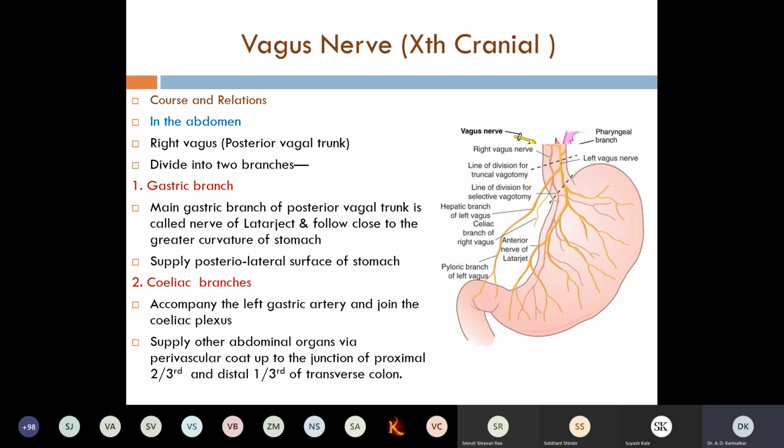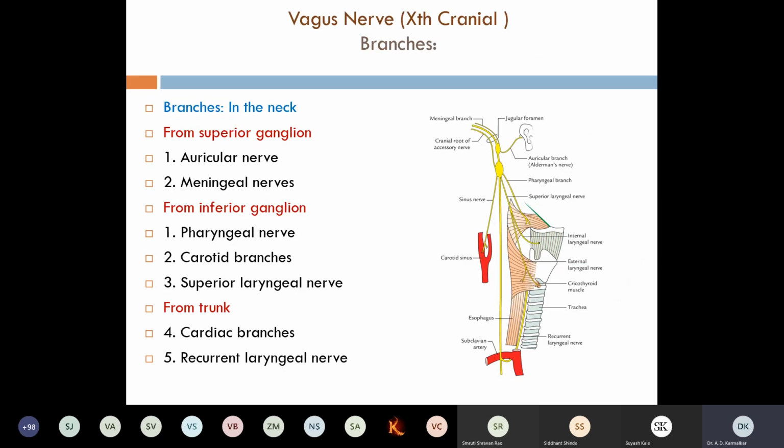So all these parts are going to supply through the celiac plexus. Okay, so I have covered both the relations, course, along with the branches of the vagus nerve in the abdominal part. For us, we are dealing with the head and neck, so you should know in detail about the nerves, what are the branches which are given in the head and neck.